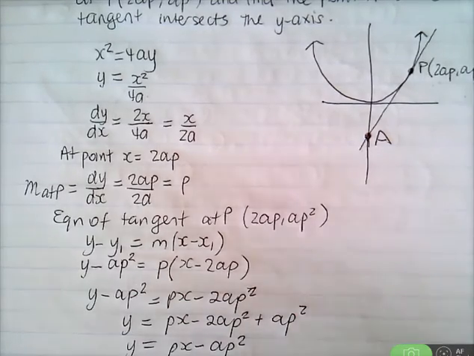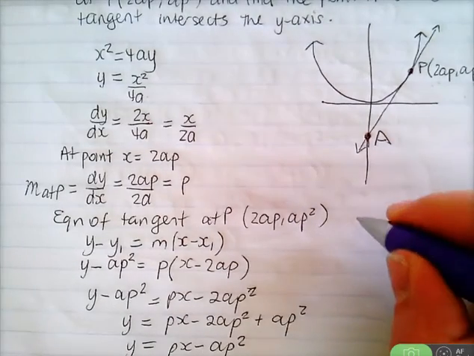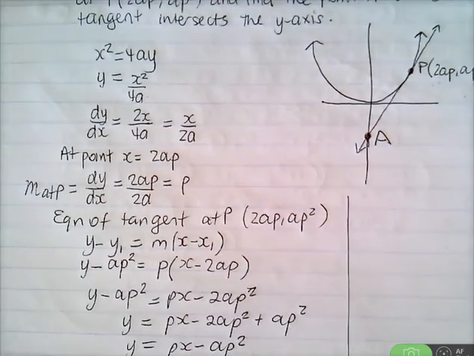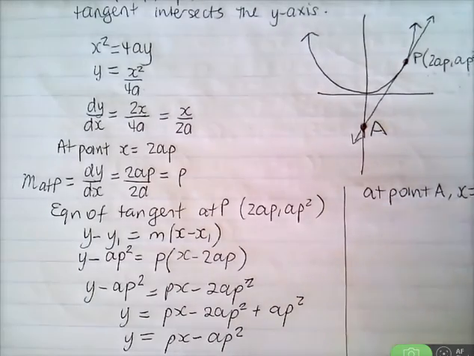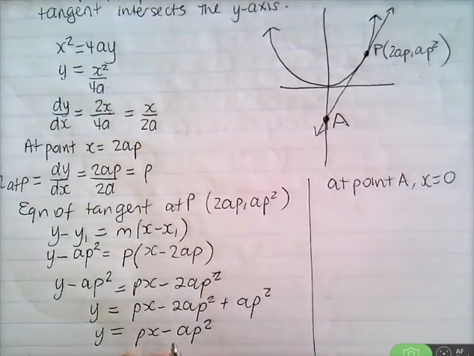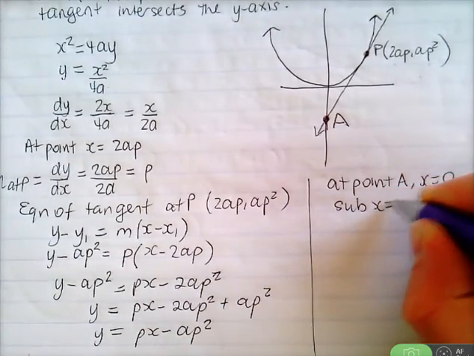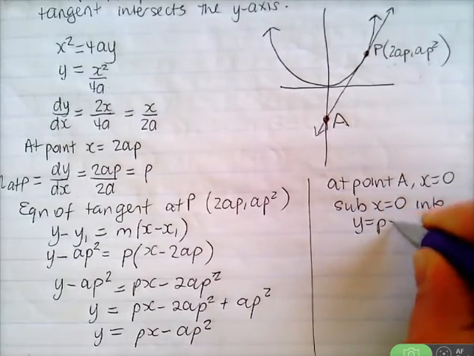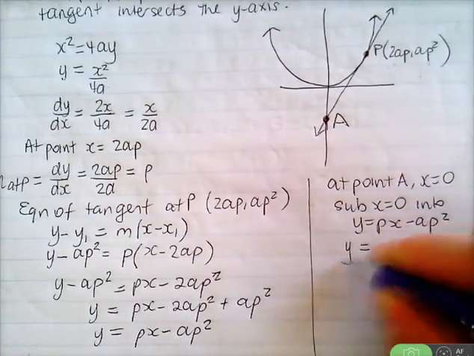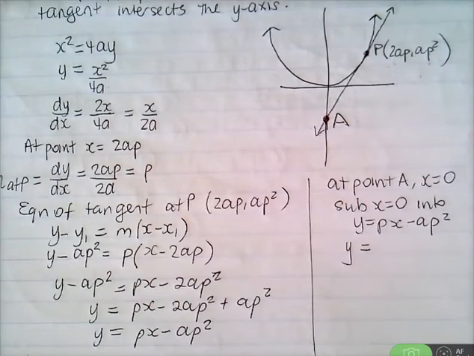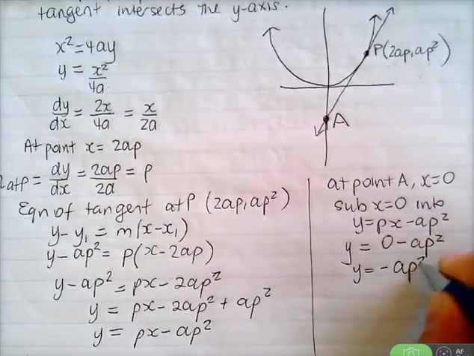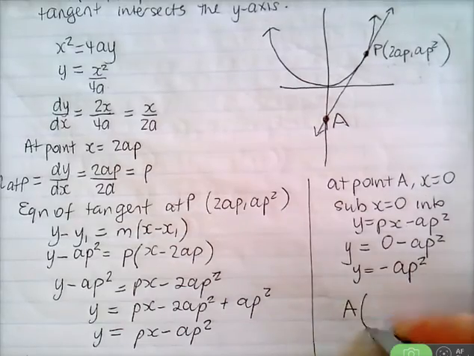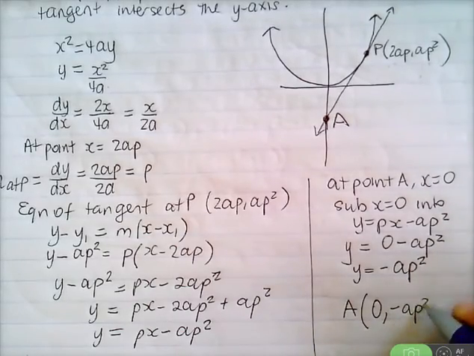So, but we're not finished. You've just found the equation of that line. Find the point A. What do you know about point A? You know something about it. Either x is 0 or y is 0. So at point A, x is 0. So you substitute x is 0 into that. So sub x equals 0 into y equals px minus ap squared, and you will get y is what? Well, it's 0 minus ap squared, which is just minus ap squared. So what are the coordinates of A? (0, minus ap squared). Great.